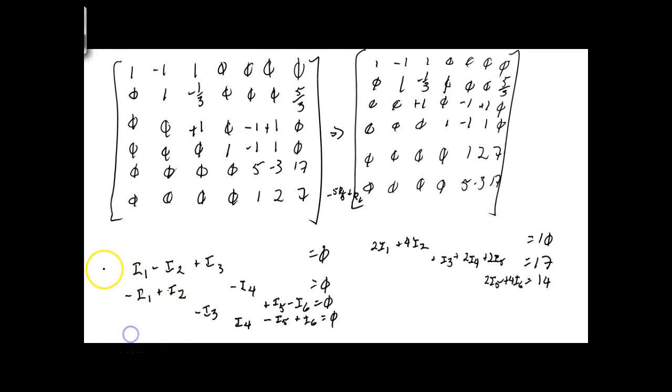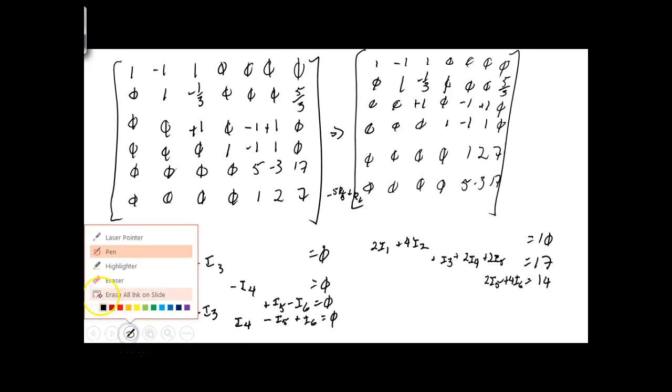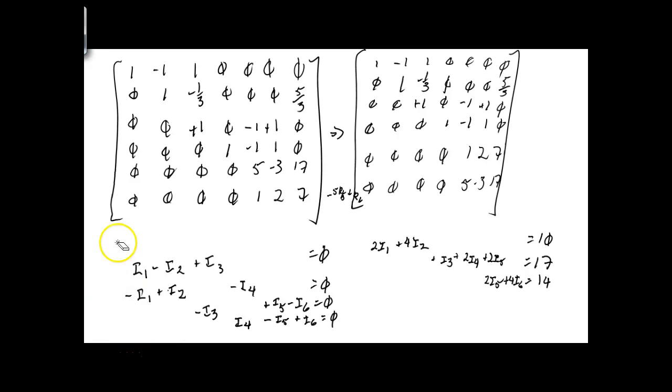All right. Other rows stay the same. Oh, I didn't need to erase those. Okay. All right. This is a 0, 0, 0, 0, 1, 2, 7.